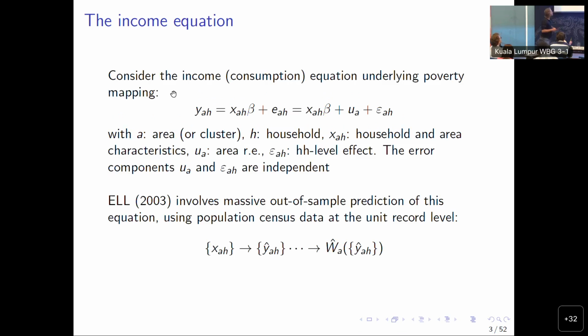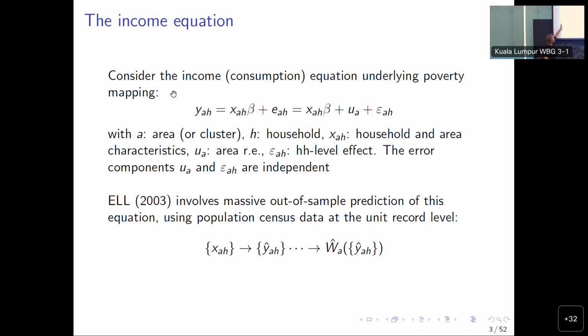Okay, so just to quickly review, we assume this standard linear regression model. This is still where we're combining survey with population census, right? So we have this household assumption. I just slightly changed the notation for the subscripts, so it's now household H in area A rather than household I in area C. And we have these two errors, the location effect u_A and this household idiosyncratic error epsilon_AH.